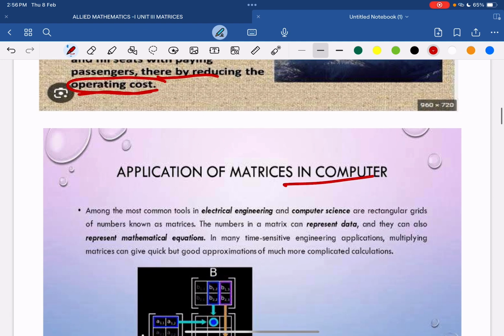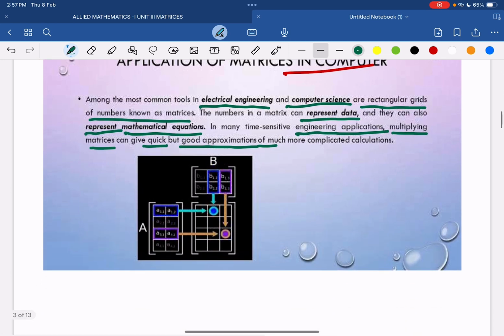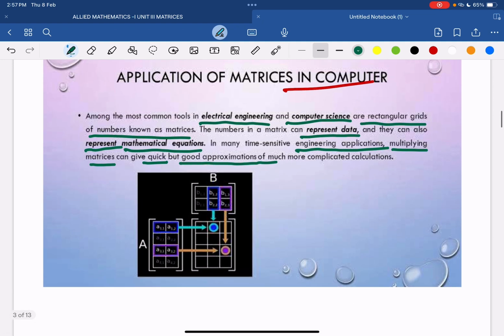Some of the applications in computer science. Among the most common tools in electrical engineering and computer science are rectangular grids of numbers known as matrices. The numbers in a matrix can represent data, and they can also represent mathematical equations. In engineering applications, multiplying matrices can give quick and good approximations of values. So these are a few applications of matrices in computer science.